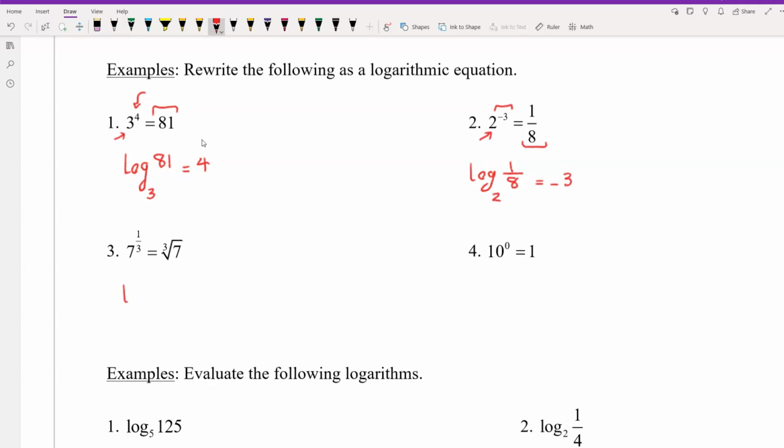Number 3, log. Here we have 7, so that is base. This is equal to cube roots of 7, so writing that here on this part. And then this is equal to what we have here as a power, that is 1/3. Number 4, log base is 10. This is equal to 1, so writing 1 here. And then log is equal to power is 0. So log is 0.